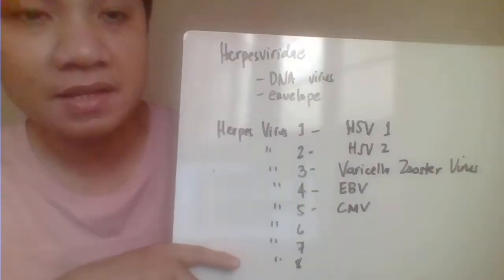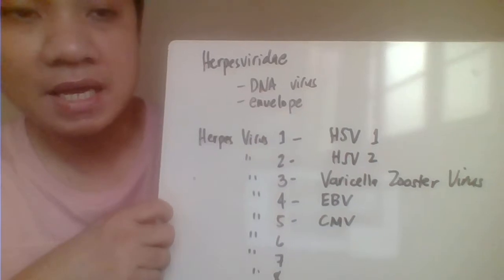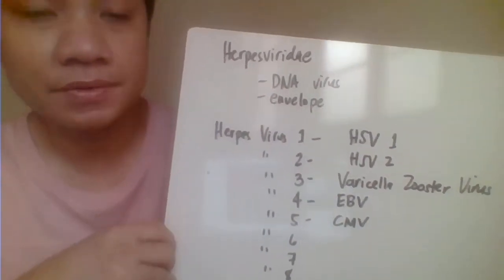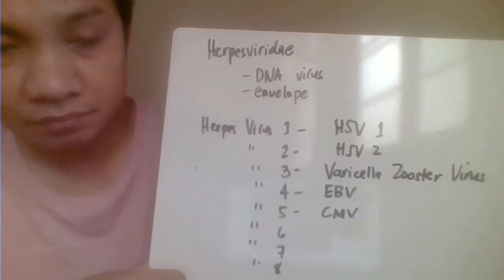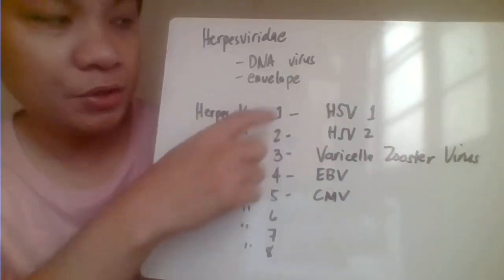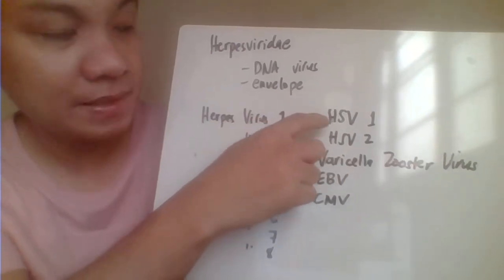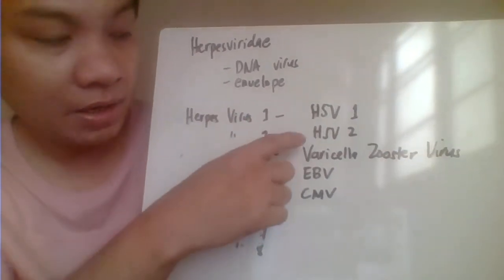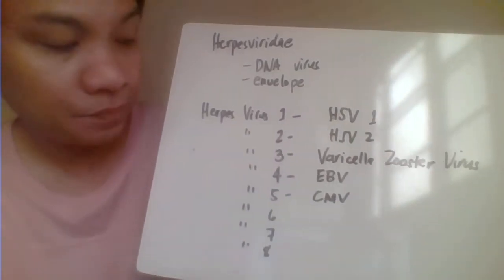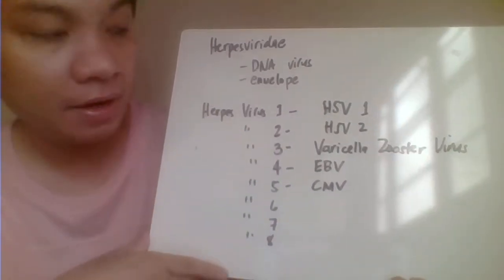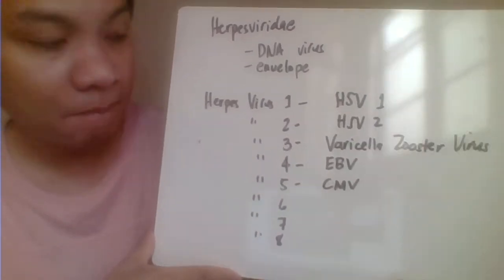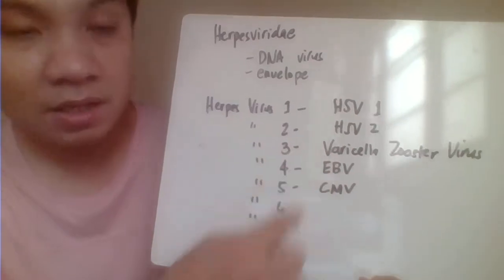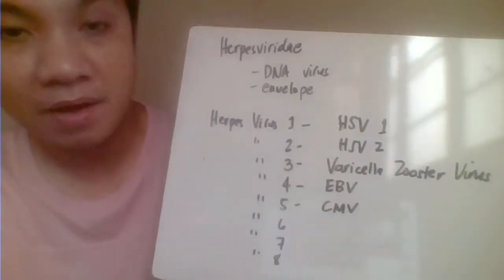Okay, so speaking about the herpesviridae, these are DNA viruses, basically, which are also enveloped viruses. So we have here the classification. We have human herpes virus 1, this is your herpes simplex virus 1, herpes simplex virus 2. Okay, herpes virus 3 is your varicella zoster, the 4 is your Epstein-Barr, the 5 is your cytomegalovirus. We'll be discussing only the 2 here, Epstein-Barr, and the cytomegalovirus.